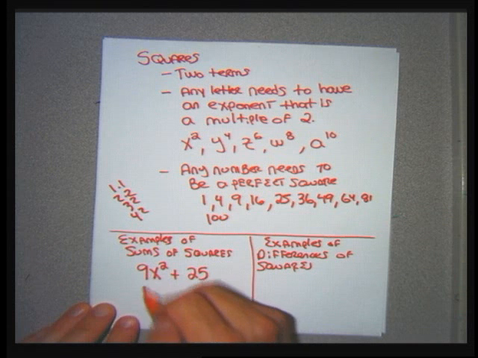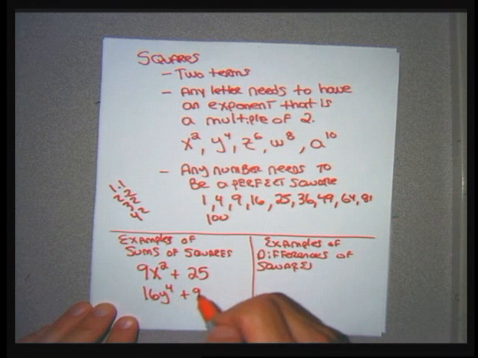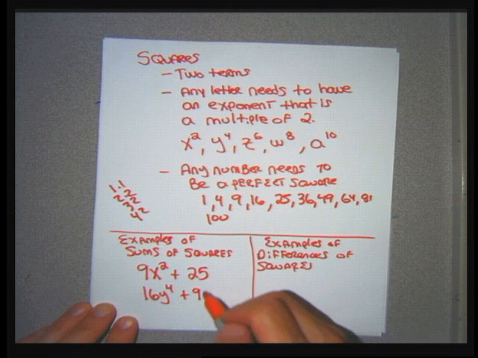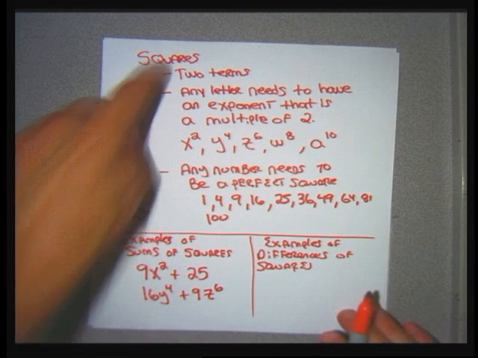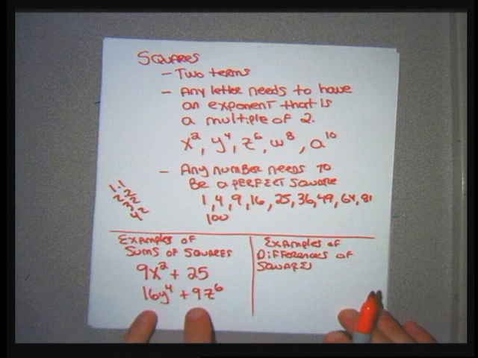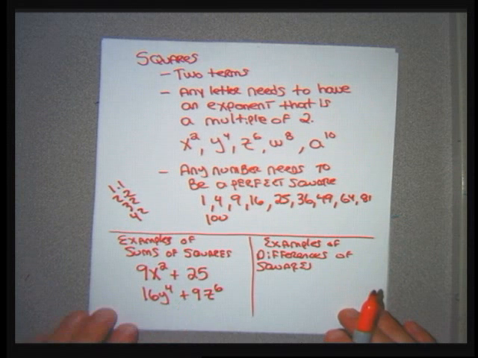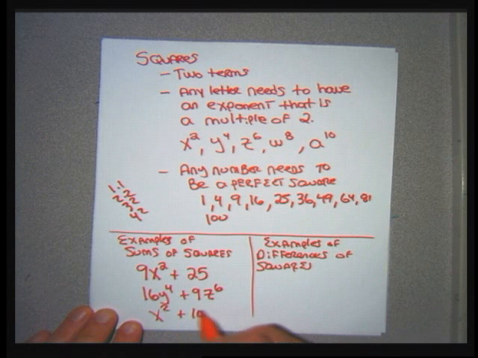Something like this, 16y to the 4th plus 9z to the 6th. That's also considered a sum of squares because it fits the criteria. There's 2 terms. My letters have exponents that are multiples of 2. My numbers are perfect squares. And it's a sum because it has a plus sign. Something like this, x squared plus 100, would also be a sum of squares.